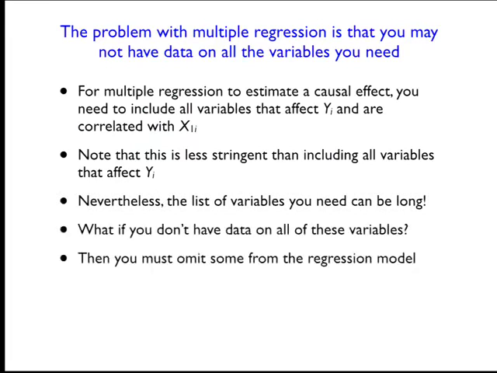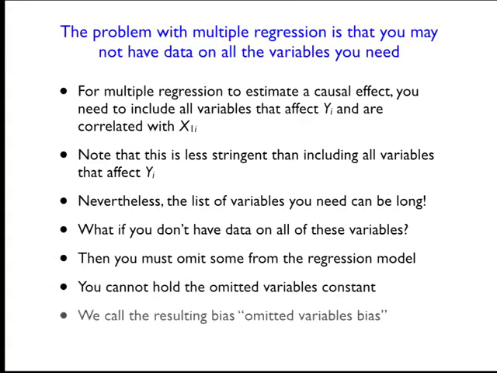So if you don't have data, like you don't actually observe a given variable, then of course you can't include it in your regression model. And in that case, you're not going to be able to hold this omitted variable constant, which is why we call the result omitted variables bias. Sometimes we'll also refer to it as selection bias.